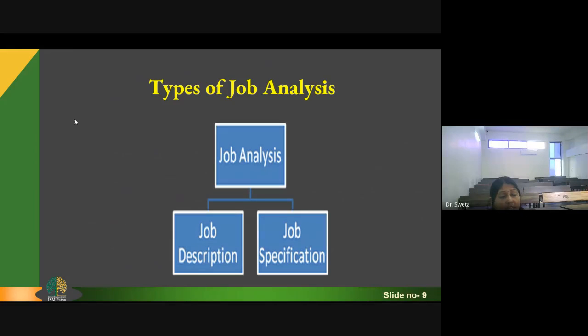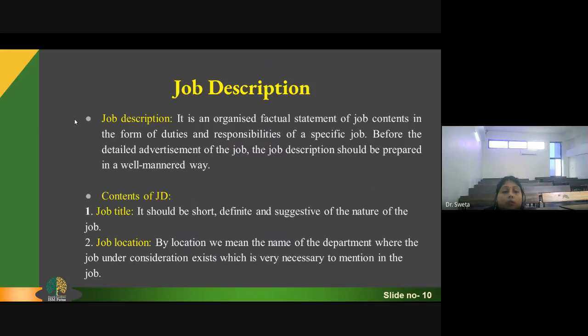Two types of job analysis can be seen. One is job description and another one is job specification. Now, description. In very short, job description is a part of job analysis. And in the aspect of job description, basically we talk about the job content. And if we are talking about the content, we are talking about the duties, roles, and responsibilities that one needs to perform while being in that specific job.